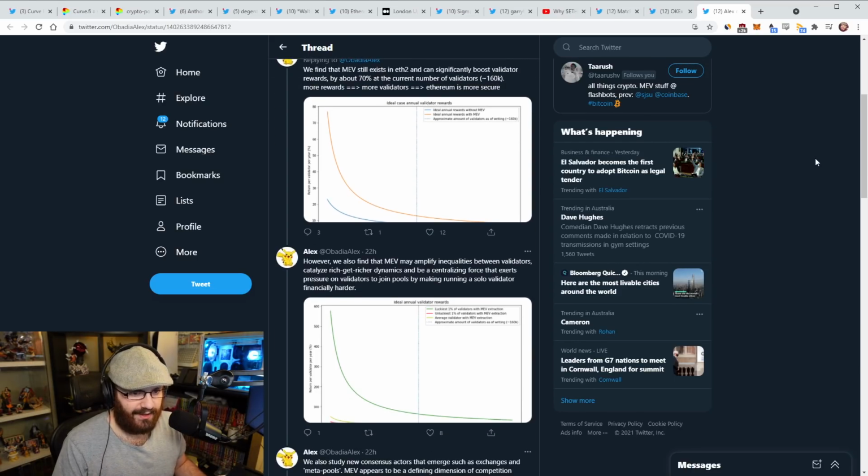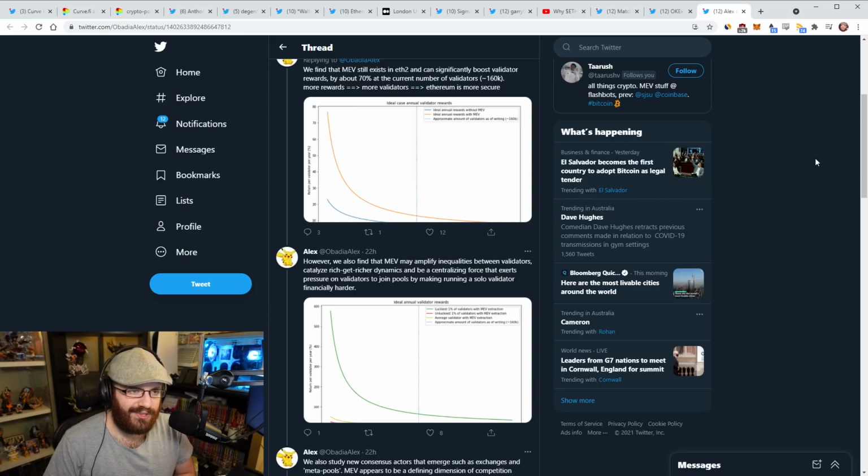However, there's a caveat here, a pretty big one. MEV can also amplify the inequalities between validators, catalyze rich-get-richer dynamics, and be a centralizing force that exerts pressure on validators to join pools by making running a solo validator financially harder. So you can see here that MEV is very complex.